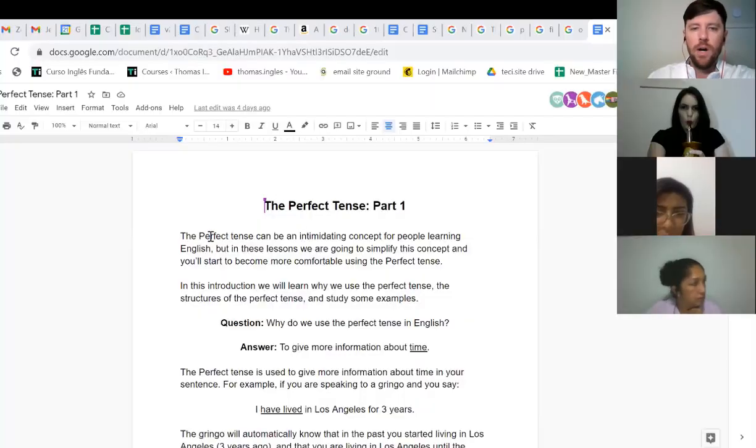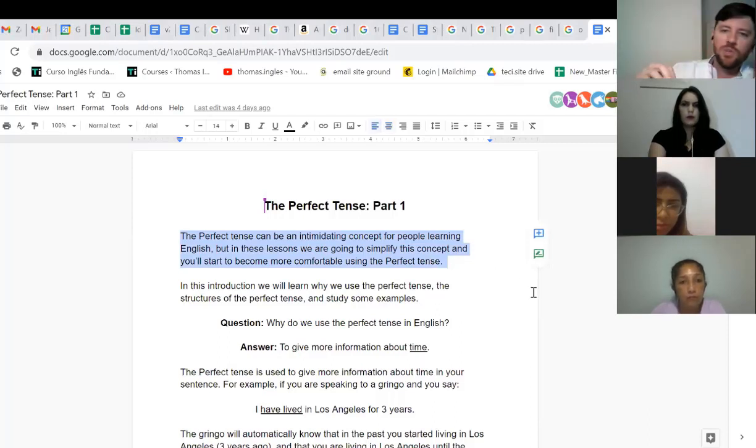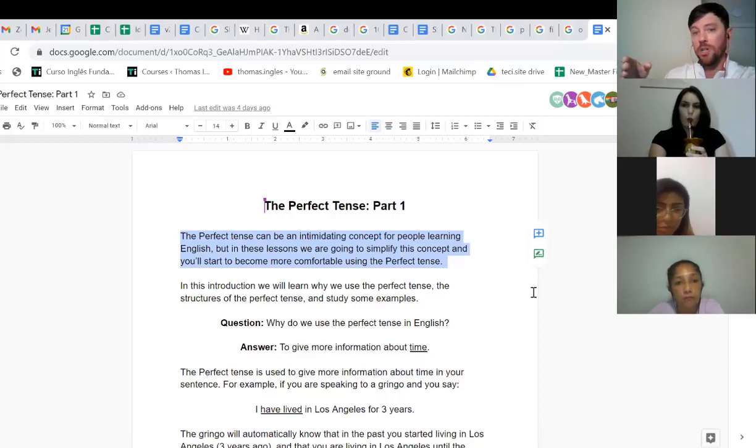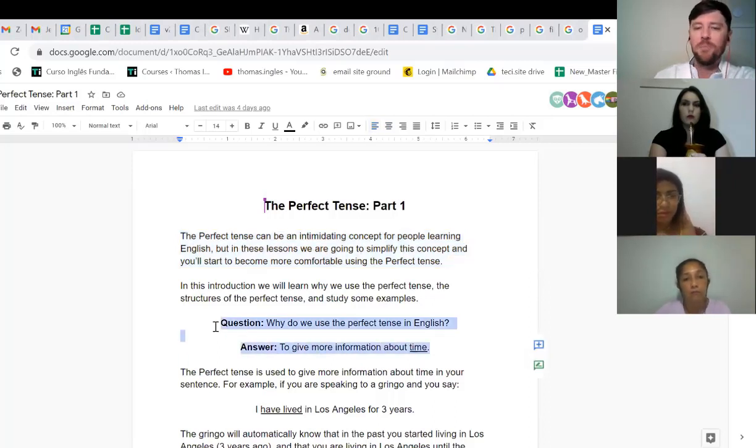So here we go. The perfect tense can be an intimidating concept for people learning English. But in these lessons, we are going to simplify this concept and you'll start to become more comfortable using the perfect tense. In this introduction, we will learn why we use the perfect tense, the structures for the perfect tense, and we'll study some examples. So I think this is a very good place to start right here.